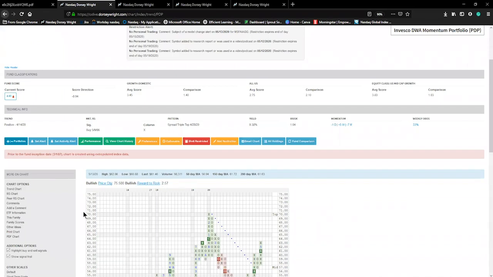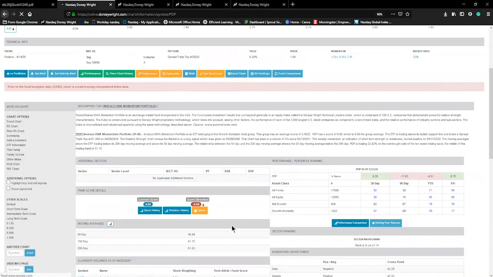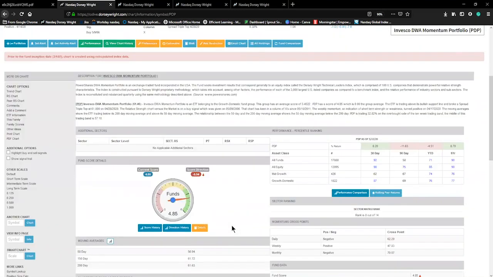To dive a little bit deeper into the fund score concept and maybe peel back some of the onion layers relative to what we've talked about so far, you can click on ETF or fund information on the side of the trend chart. And from here, there's a couple of areas of note.